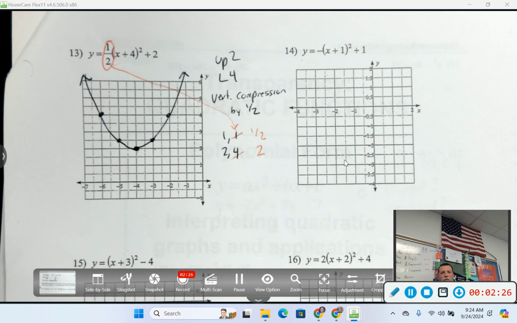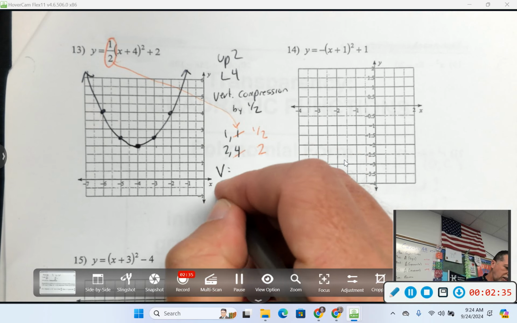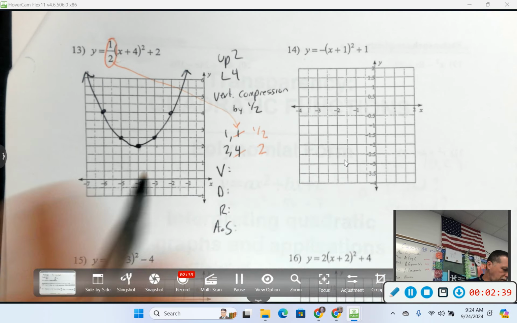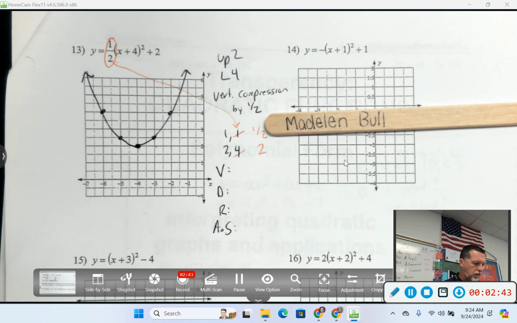So there's our picture. If I remember right, the directions were list the transformations, graph it, and then find vertex, domain, range, axis of symmetry. So that gives me lots of opportunities to pick on people.